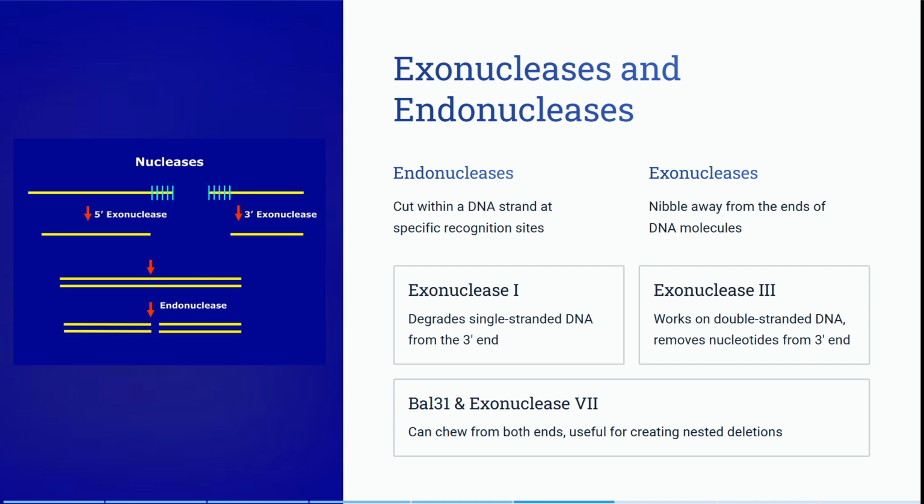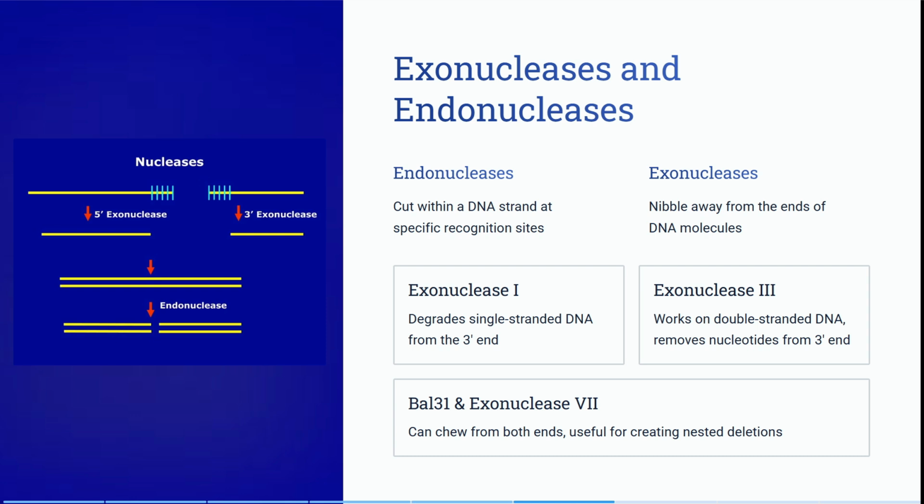They also play essential roles in cellular processes. For example, exonucleases are involved in proofreading during DNA replication, removing mismatched bases so they can be replaced with the correct ones. This helps maintain genetic fidelity, reducing the chances of mutations.